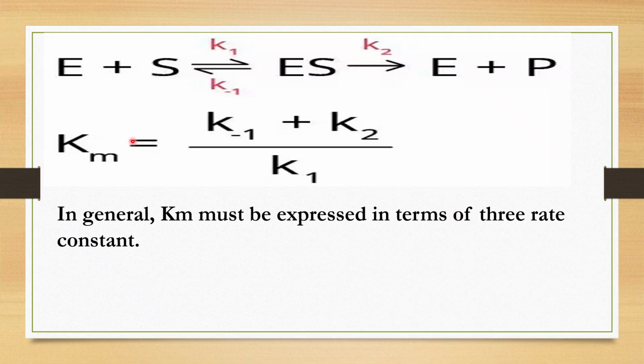Now, Km can be expressed in terms of the rate constants. Km is equal to K-1 plus K2 divided by K1. So it can be expressed in terms of 3 rate constants. K-1 is the rate constant for the reaction when the enzyme substrate complex is being converted back to enzyme and substrate. K2 is the rate constant for the reaction when the enzyme substrate complex is being converted to enzyme and product. And K1 is the rate constant for the reaction when enzyme and substrate are being converted to enzyme substrate complex.